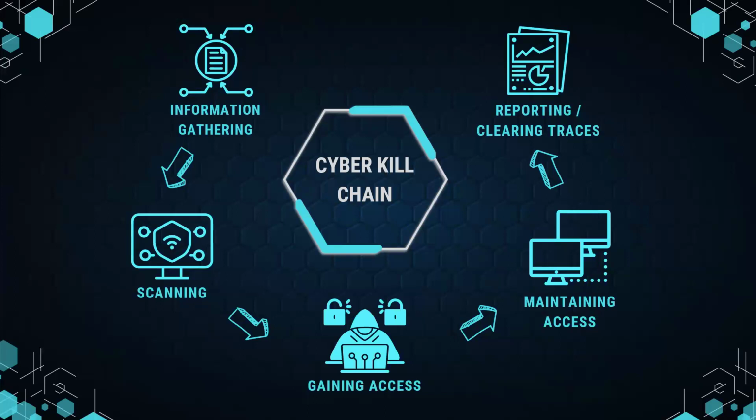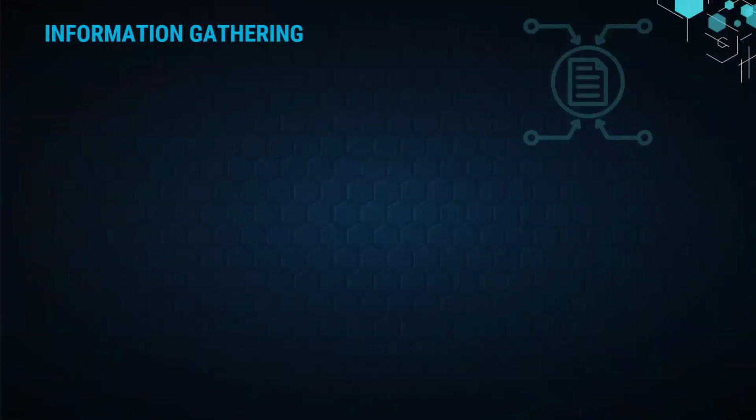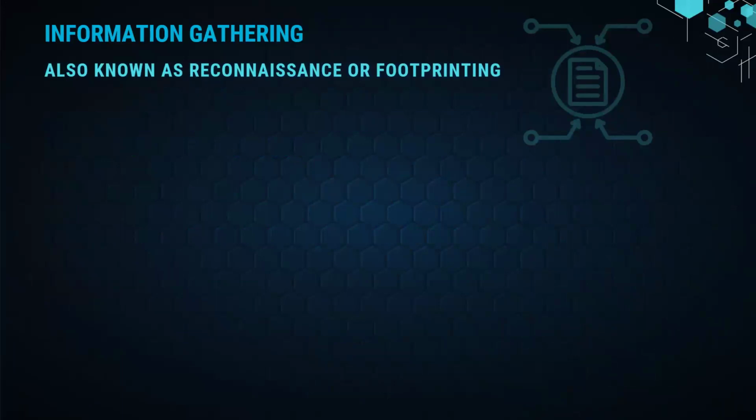Okay. Let me talk about the other steps as well, so you get a brief idea of what the course contents are. Our whole course is going to revolve around these five steps itself. So the first step is called information gathering. Some organizations also call it reconnaissance or footprinting.